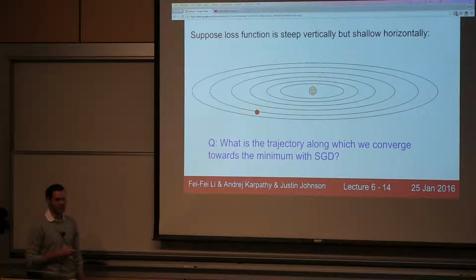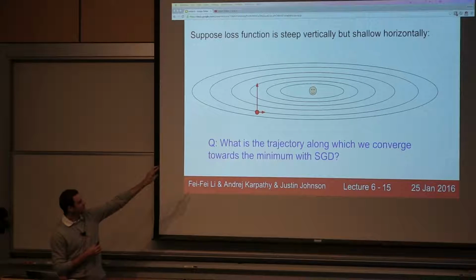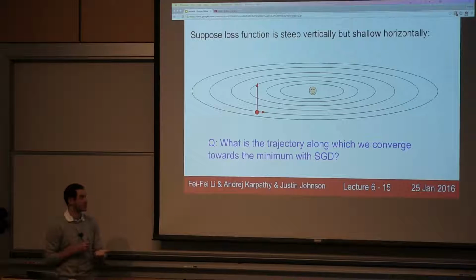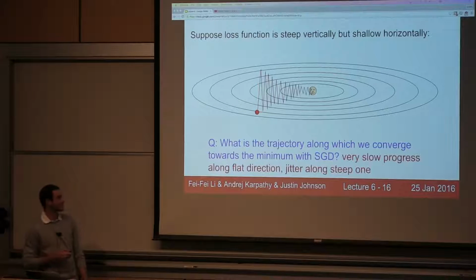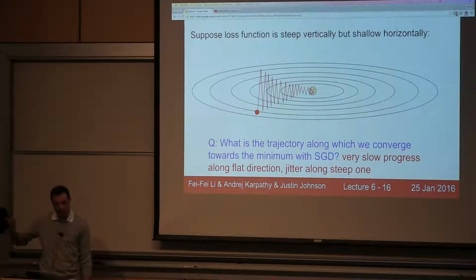Right. So the local gradient has this form where, when we look at it horizontally, we see that the gradient is very small because this is a shallow function horizontally. But vertically, we have a large gradient because it's a very steep function. So when you roll out SGD in these kinds of cases, you end up with a pattern where you're going way too slow in the horizontal direction, but way too fast in the vertical direction. So you end up with this ugly jitter.